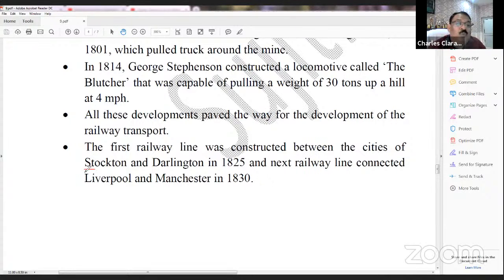Is it up? One mark question at least. And those of you who are even planning for competition examinations, it's a very important general knowledge question. Stockton and Darlington in 1825, and the next railway connected Liverpool and Manchester in 1830. So 5 years later, 1830. First one was Stockton to Darlington, and the second one from Liverpool to Manchester. Right? This is the same name that you've been hearing repeatedly.